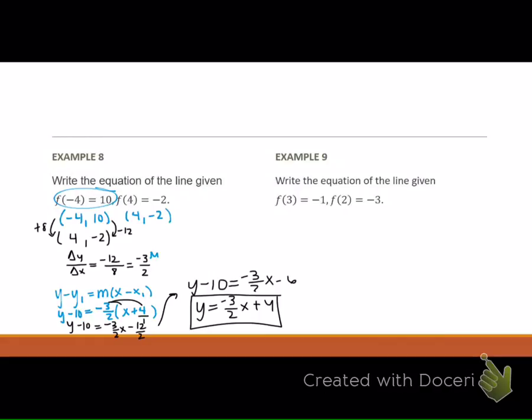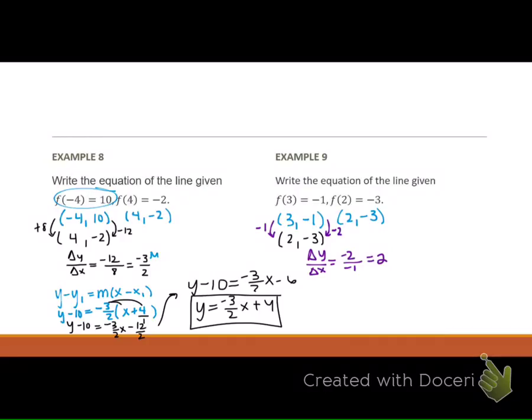What are my ordered pairs, Jana, for number 9 then? 3, negative 1, 2, negative 3. So, are either of those a y-intercept? No. So we can't go directly into slope-intercept form, can we? No. So to get there, we subtract 2, and we subtract 1. So change in y over change in x is negative 2 over negative 1, which is just 2.